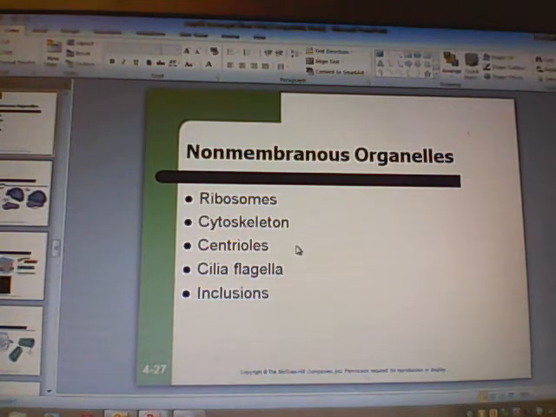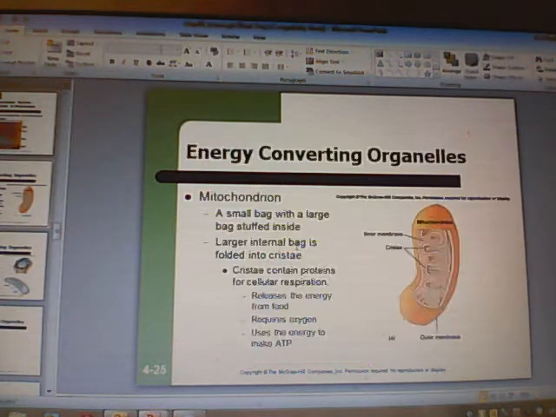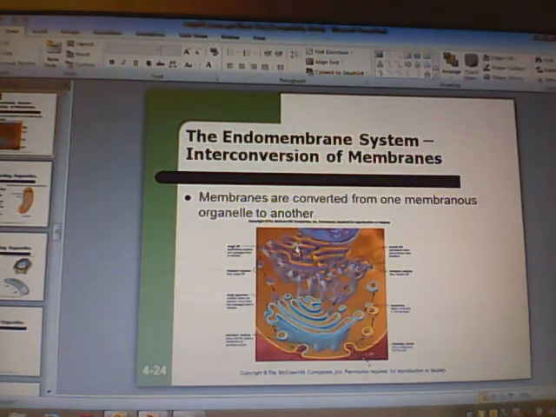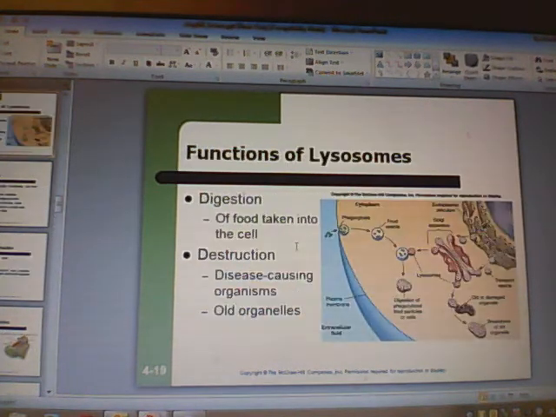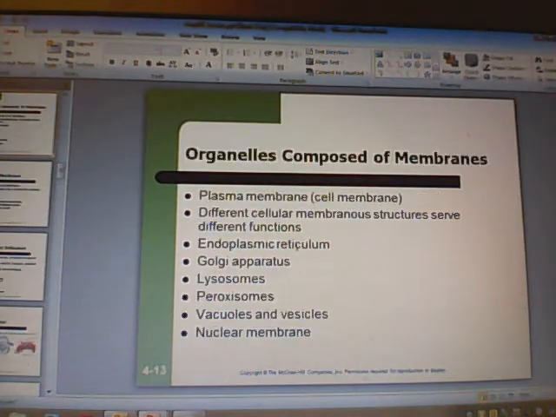So your membranous, non-membranous organelles, the ribosome, skeleton, cytoskeleton, centrioles, cilia, flagella, and inclusions. And so you should know those, your energy organelles, your mitochondria and chloroplasts. And this looks weird because I'm scrolling backwards through your PowerPoint instead of forward. So don't get confused. Just start at the bottom and I worked my way back to the top. Alright, the nuclear membrane, vesicles and vacuoles, peroxisomes, lysosomes, Golgi, the endoplasmic reticulum, the plasma membrane, and there you go.